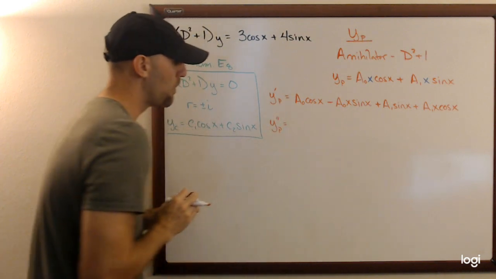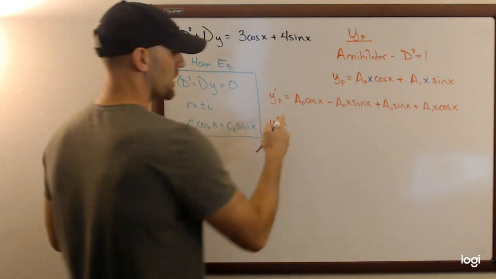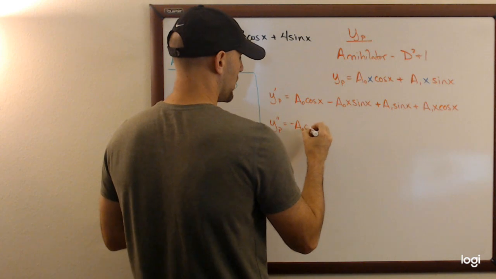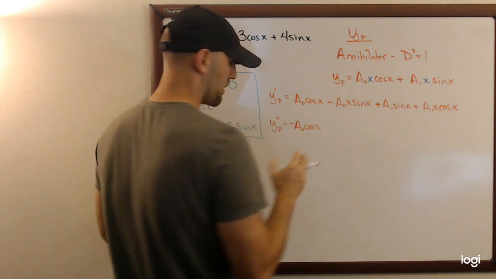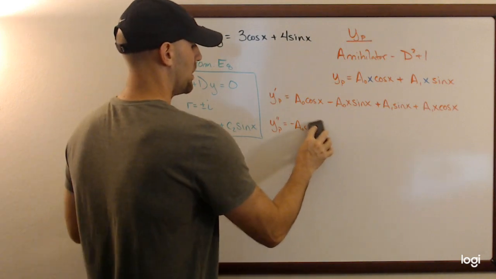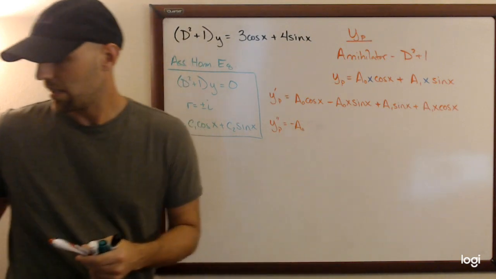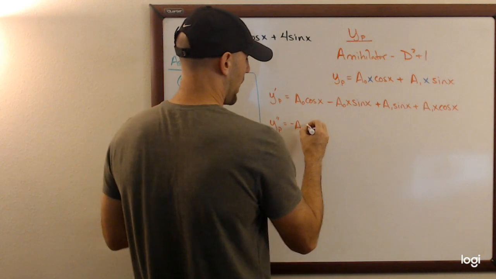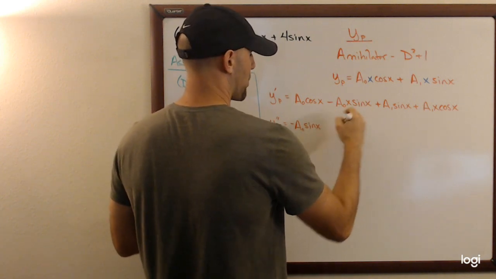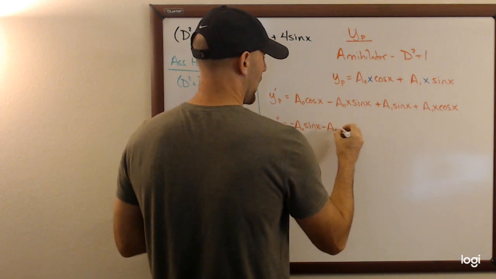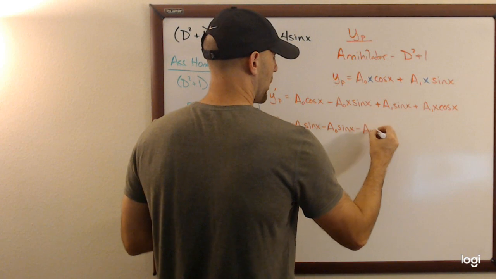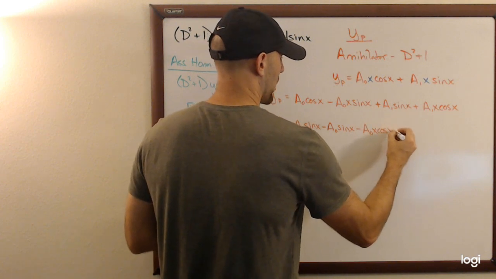So, second derivative of y sub p. Okay, so let's see. Derivative here. This is negative a naught cosine x. Oh, ugh. Negative a naught sine x. That's why you've got to be careful, right? So negative a naught sine x. Okay. Again, this is another product rule, so minus a naught sine x minus a naught x cosine x.